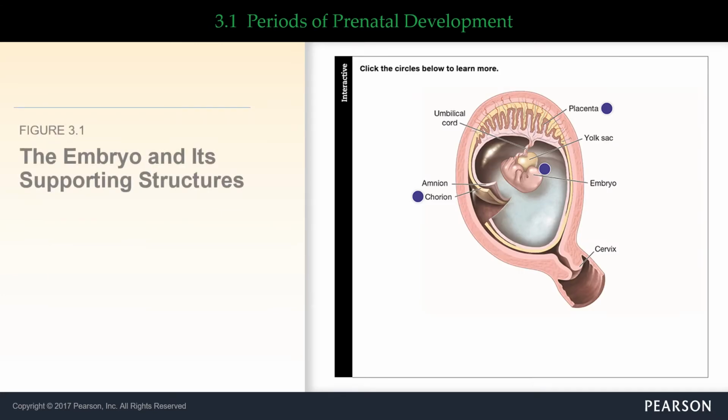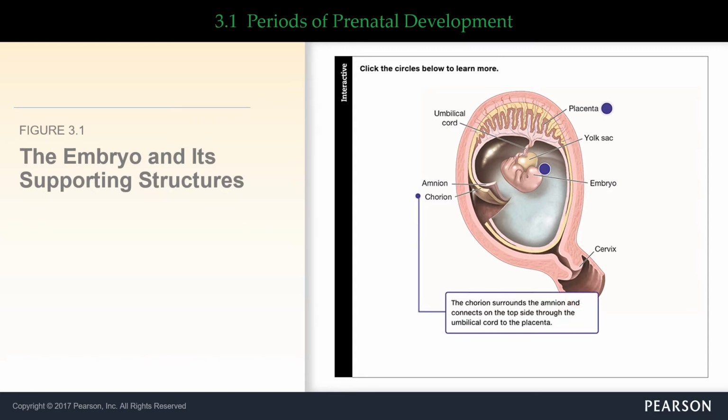And so here's the embryo and its supporting structures. So let's take a look at those. The chorion surrounds the amnion and connects on the top side through the umbilical cord to the placenta. The chorion is the outer layer of the blastocyst developed into the amniotic sac, which contains the fluid in which the embryo will float, and chorion.